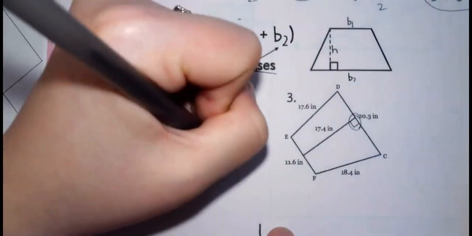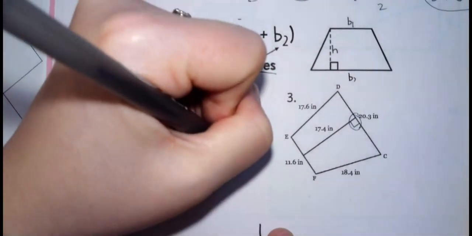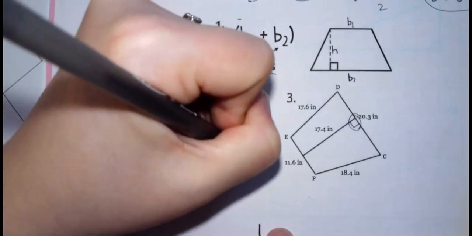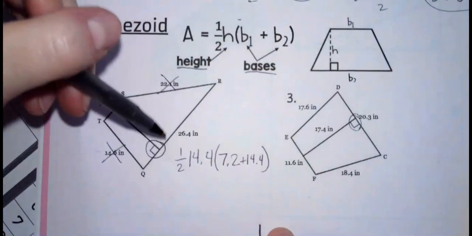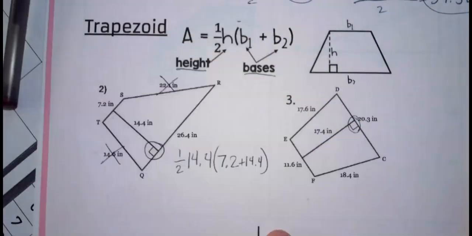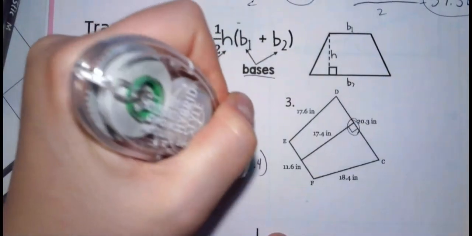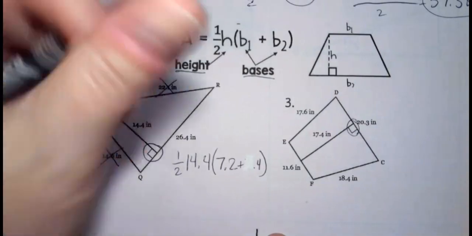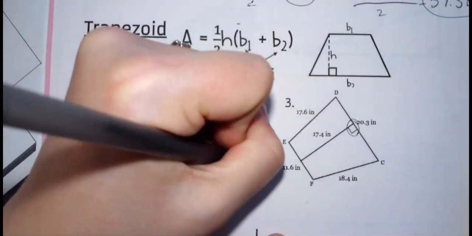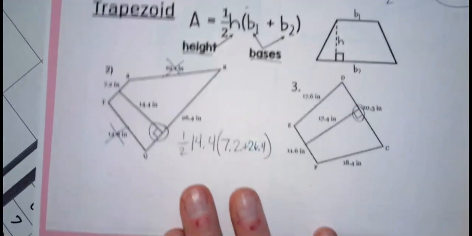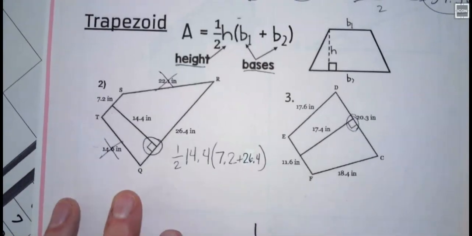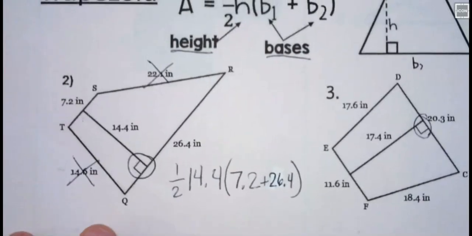So 7.2 plus 14.4. Where are these coming from? That is wrong. Don't write that down. Pause. I looked at 26.4, but then wrote the wrong thing. 26.4. So just make sure that's correct. I'm going to pause for a second and give you guys a chance to write that.